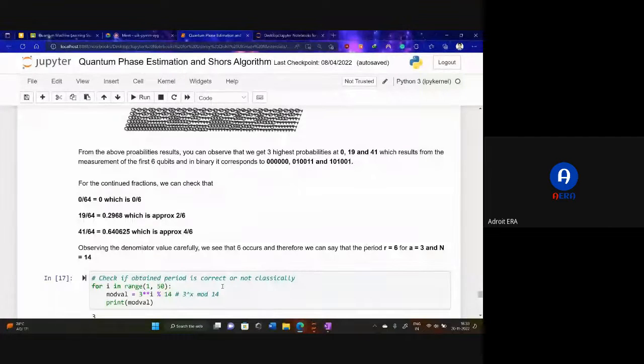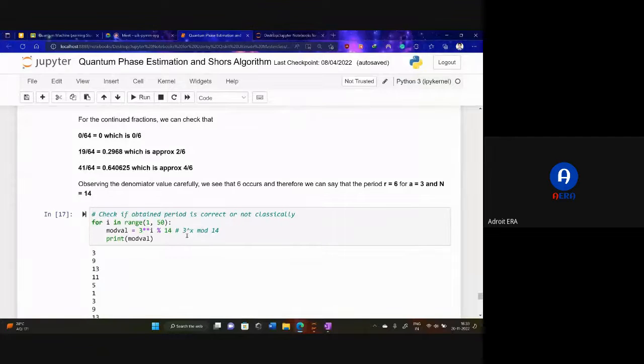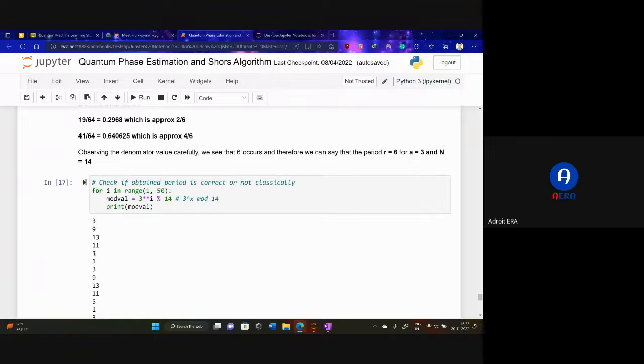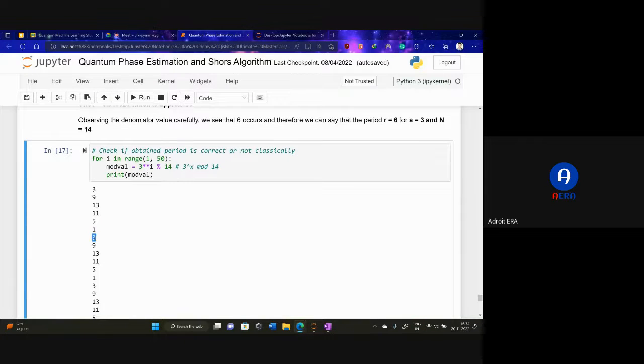Okay, and this can be verified, right? Because a to the power x mod 14 can be verified. So if you plot this value ranging from 1 to 50, you will see that we have 3, 9, 13, 11, 5, 1. Okay, if you observe this, 1, 2, 3, 4, 5, 6. So after 6, it repeats again. Can you see? 3, 9, 13, 11, like this. As you can see, it again repeats, right?